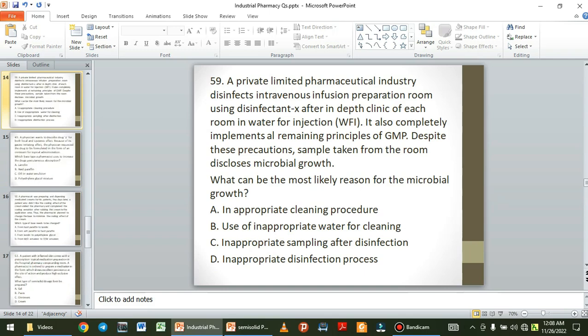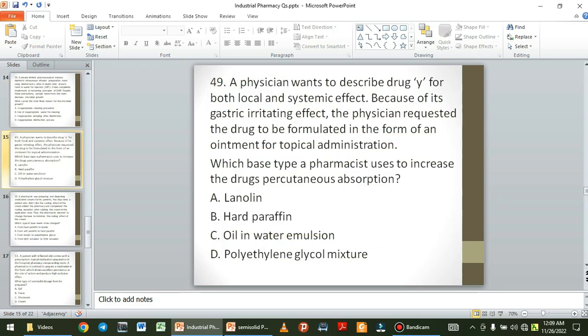Question 49. A physician wants to prescribe drug Y for both local and systemic effect.